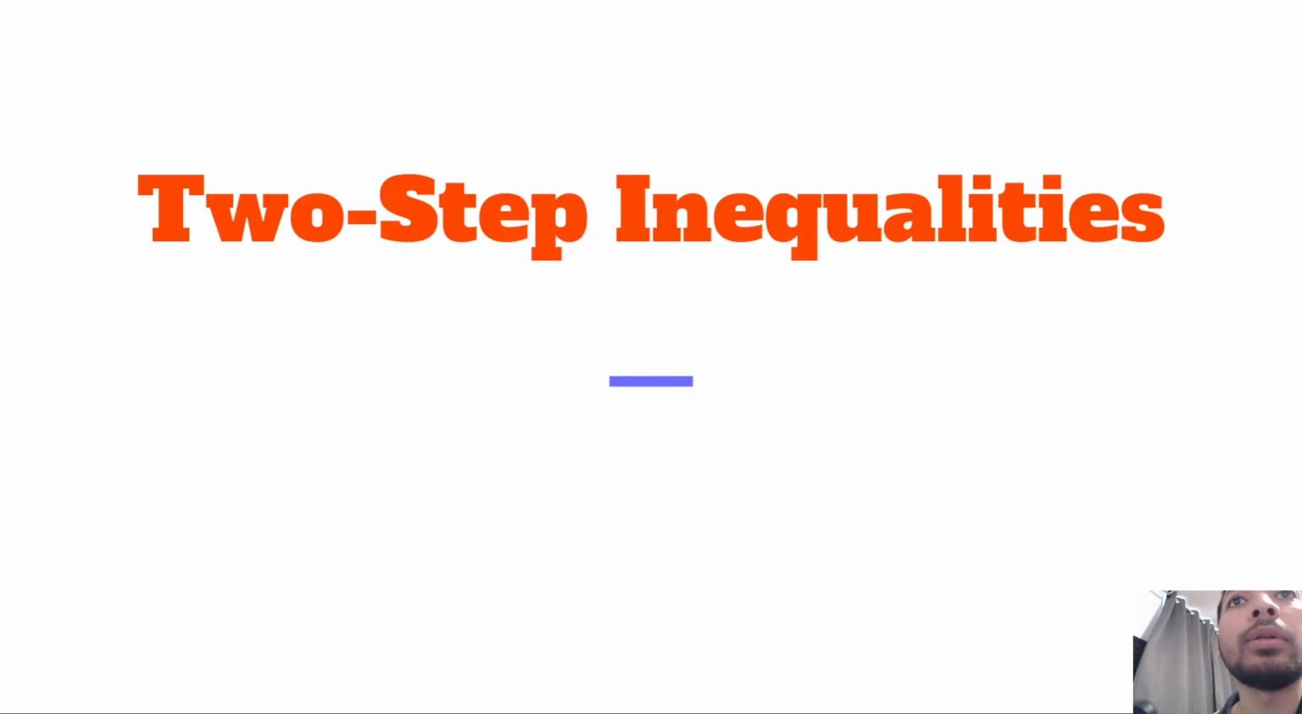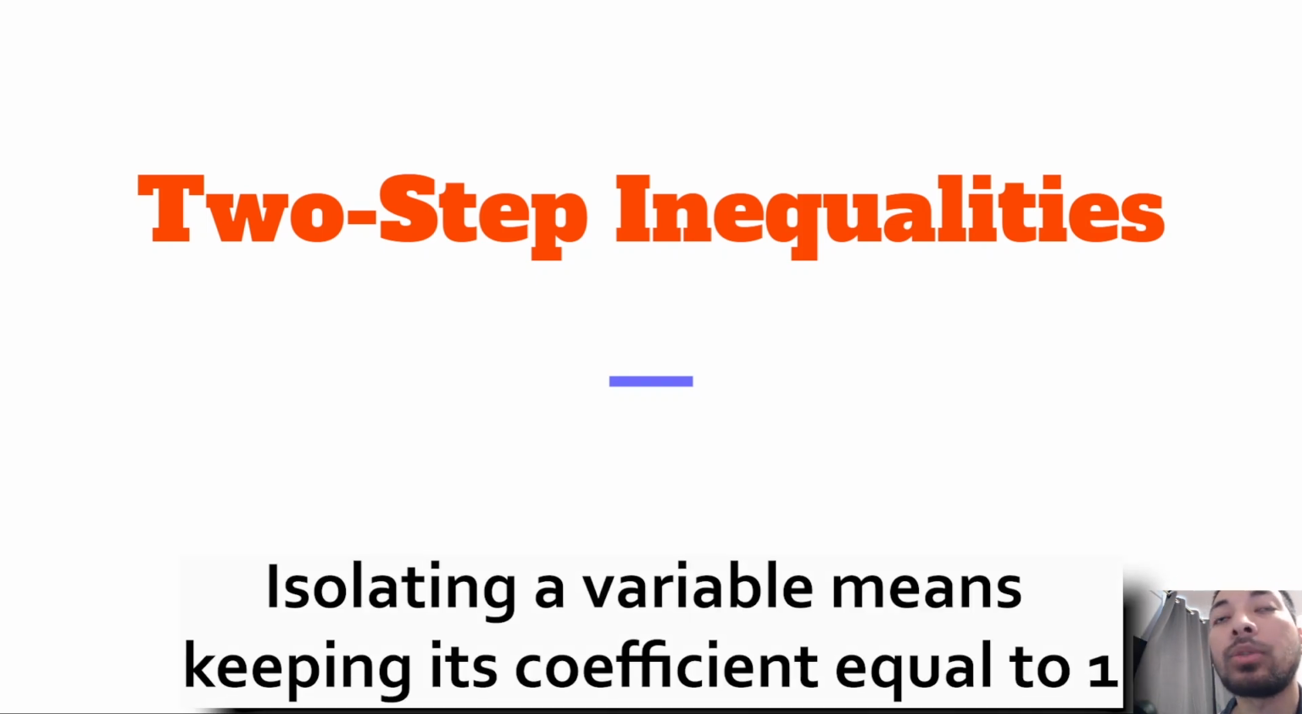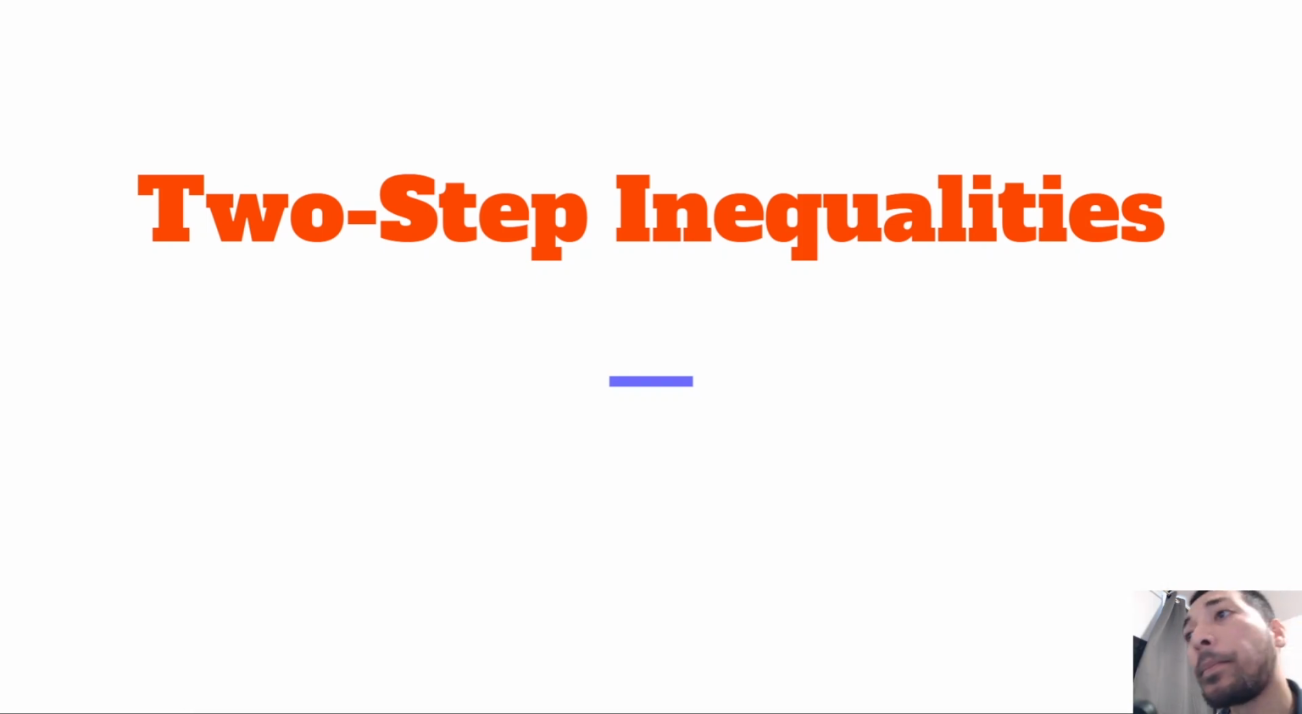So when solving two-step inequalities, the basic strategies remain the same. We isolate the variable and keep the variable's coefficient to be 1. We'll be using the inverse operation to get rid of the terms and coefficients from the variable side. Now, since this is a two-step inequality process, we need to see whether we have grouping symbols or not.